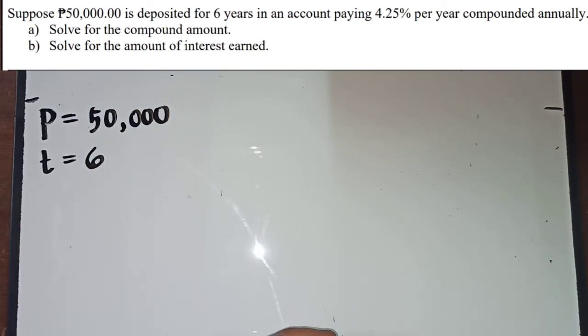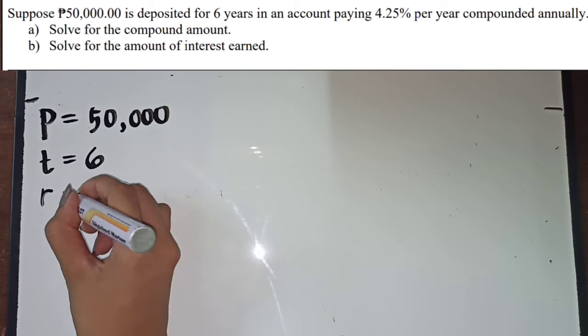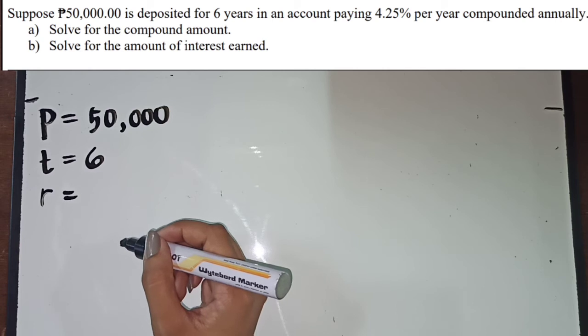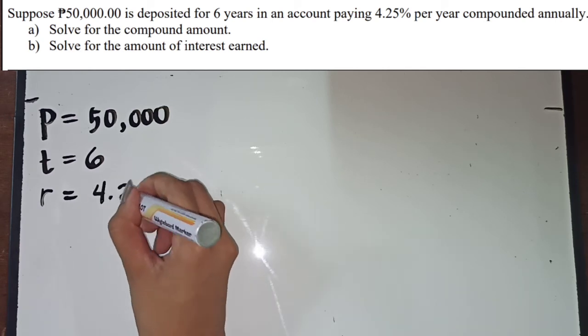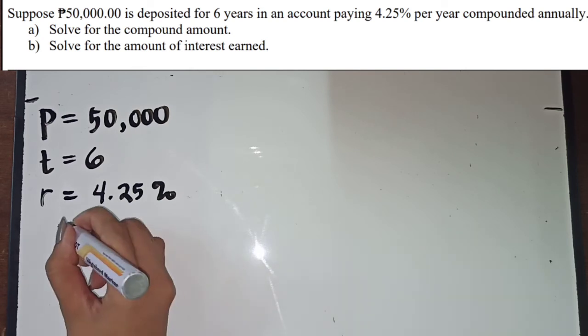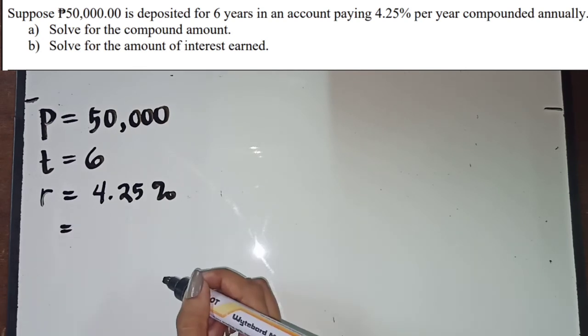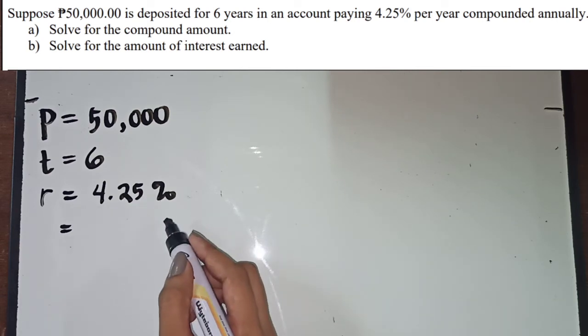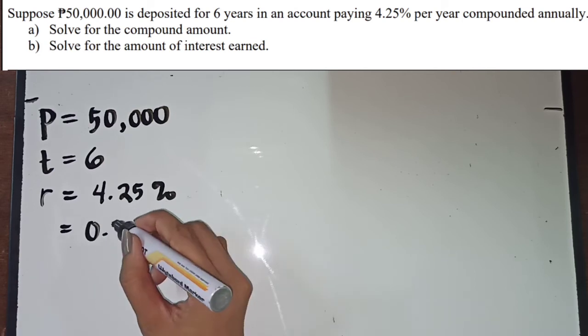Okay, then the next given is 4.25%. So this 4.25% is the value of our R. This is the annual interest rate. But this 4.25%, we need to convert this into decimal. So paano natin ito i-convert? Just divide it by 100. Kapag kinonvert natin 4.25% into decimal, this is equivalent to 0.0425.